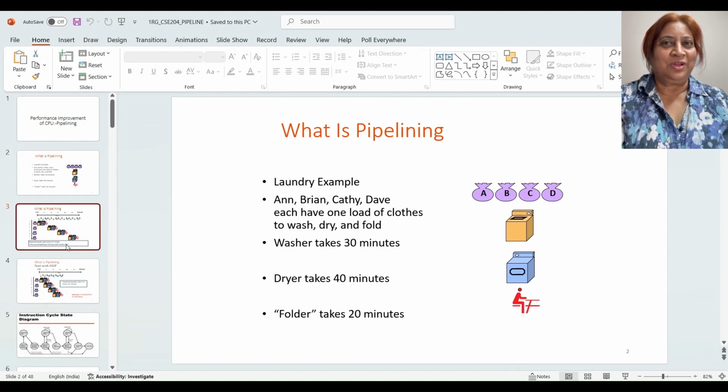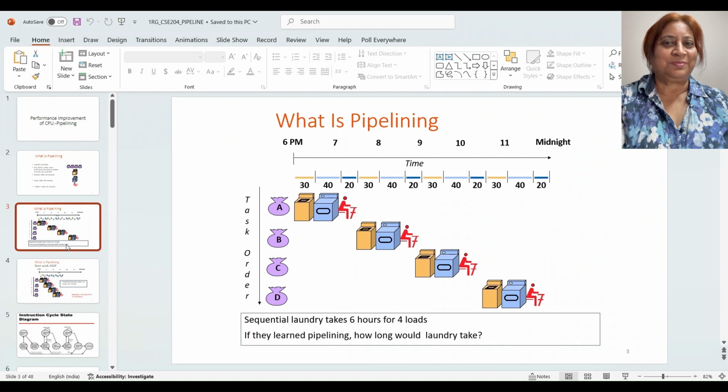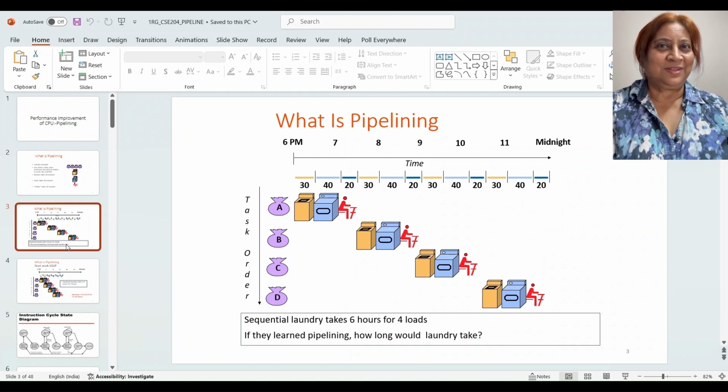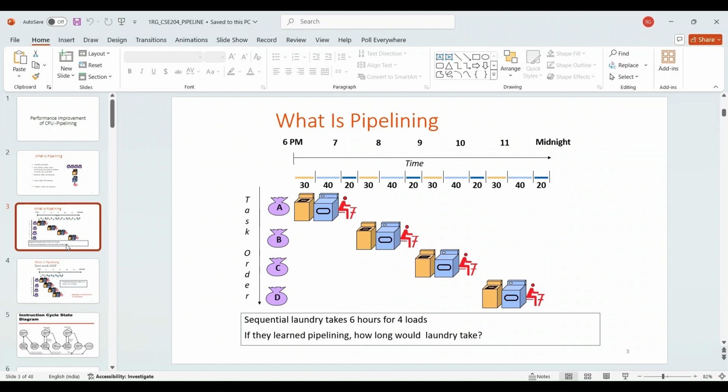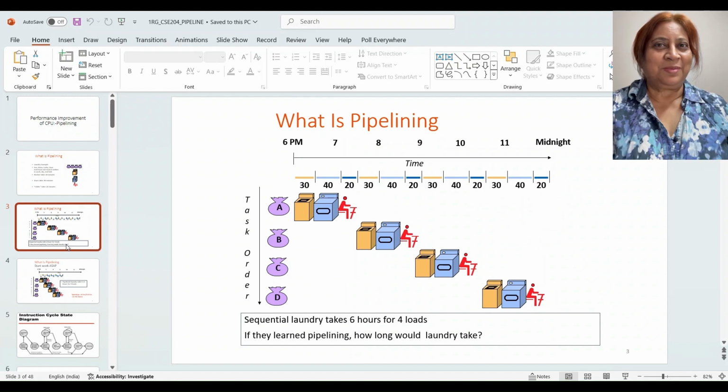Now, if there are four people, they have to wash, dry, and fold their clothes. And if they are not doing the pipelining technique, then the second load is starting after 90 minutes, and then the third load is starting after 180 minutes, and like that. So, four loads will take 90 into 4, 360 minutes or 6 hours.